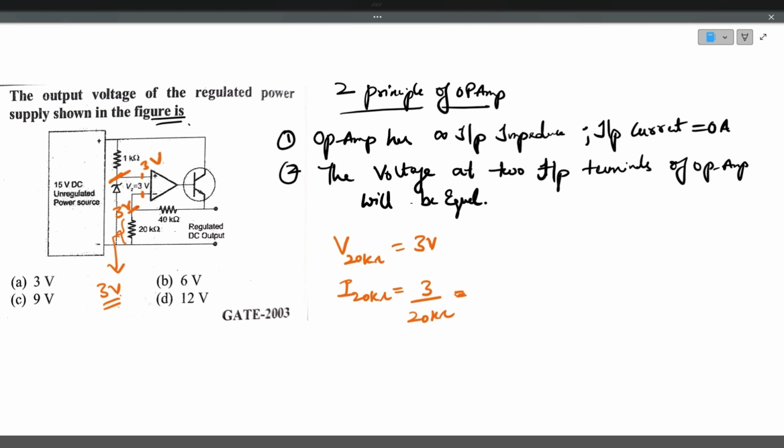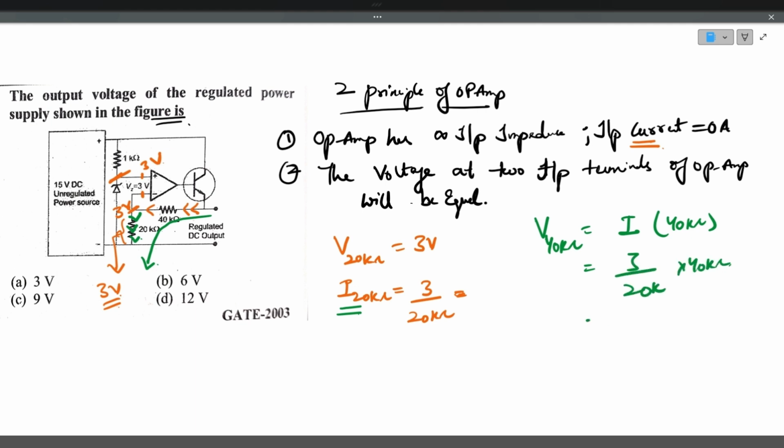Now we have understood that the input current of the operational amplifier is 0 amps. So the current will be entering like this and it will go to this 20 kilo ohm. The input current for this operational amplifier will be 0, so current will flow in this direction only. Whatever current is flowing through the 20 kilo ohm resistor will be the same as the current flowing through the 40 kilo ohm resistor. So the voltage across the 40 kilo ohm resistor is current multiplied by 40k, where current is 3 by 20k, multiplied by 40k, which equals 6 volts.